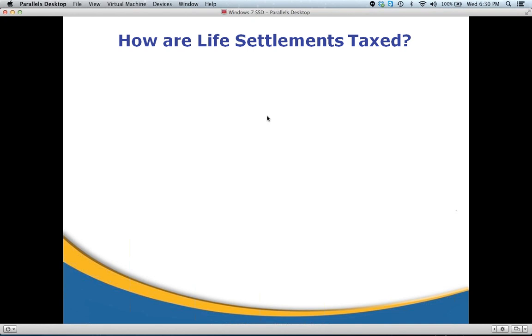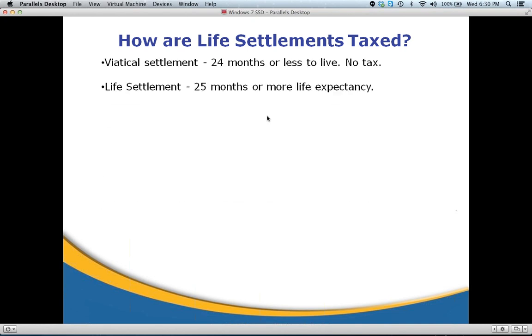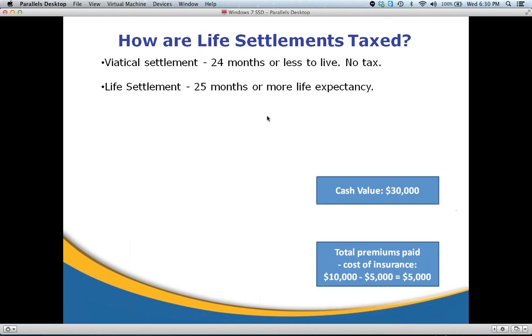So how are life settlements taxed? Well, if it's a viatical settlement, which is 24 months or less to live, then there's no taxes. Those are tax-free. But life settlements, which is 25 months or longer to live, are taxed. And here's how it works out.